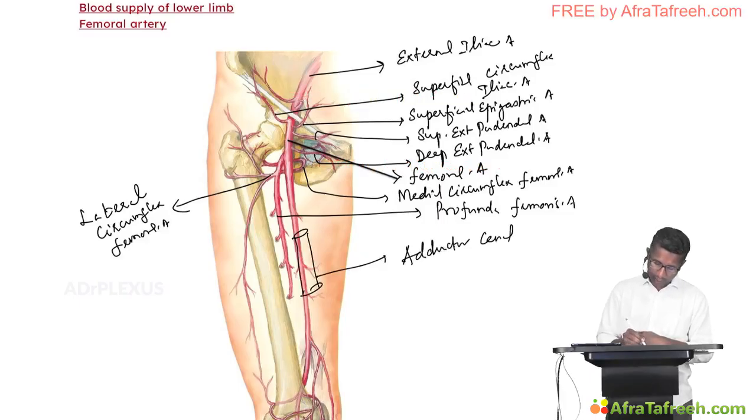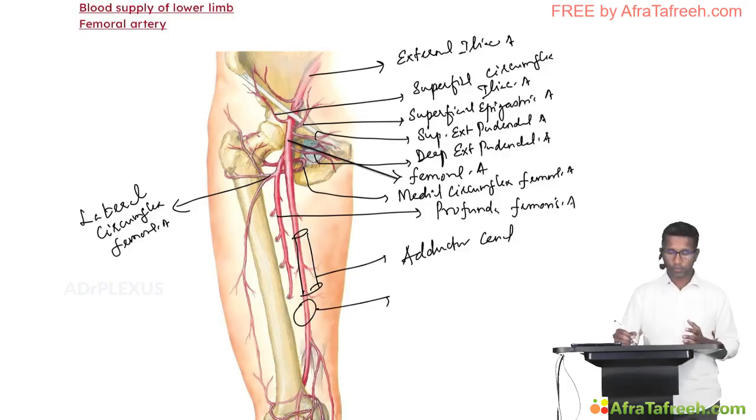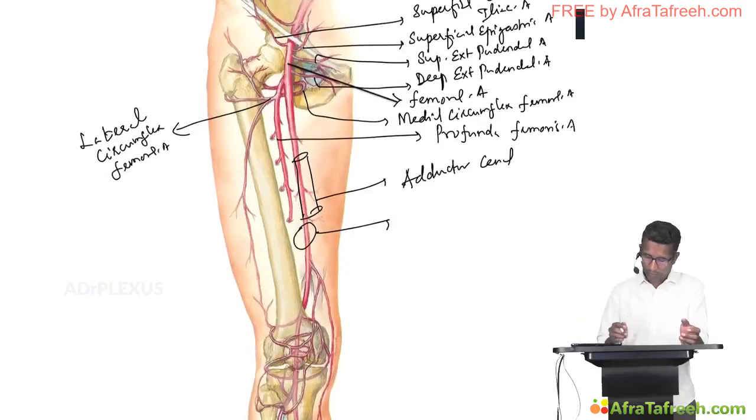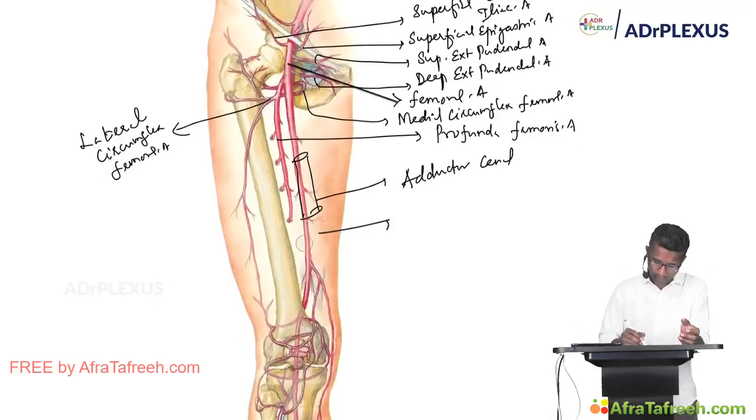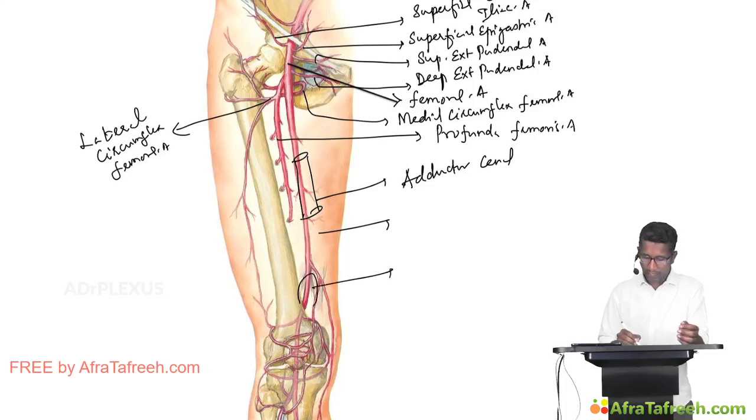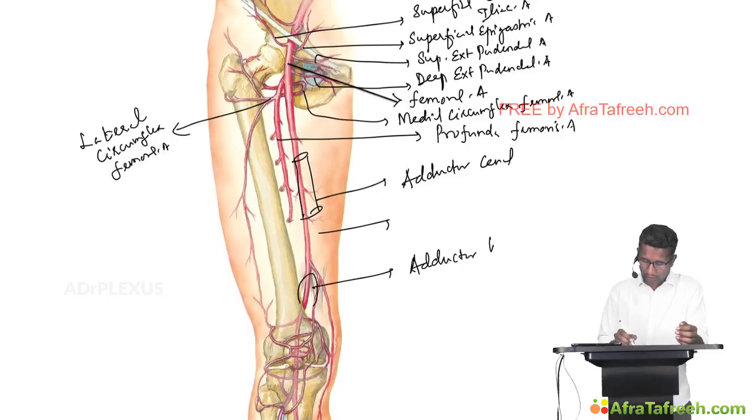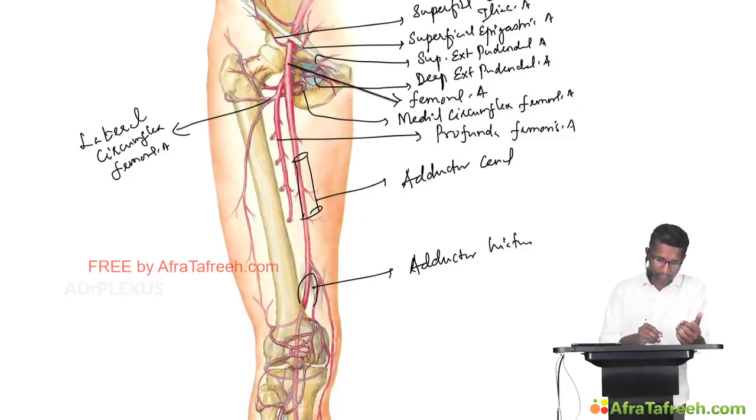Then it passes through a hiatus in the adductor magnus muscle. You can see the hiatus here. This is called the adductor hiatus. And when it is running through the adductor canal, it gives the last branch here.